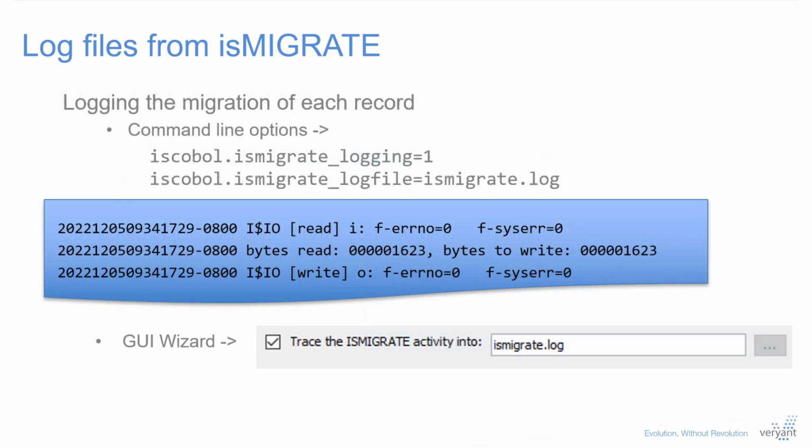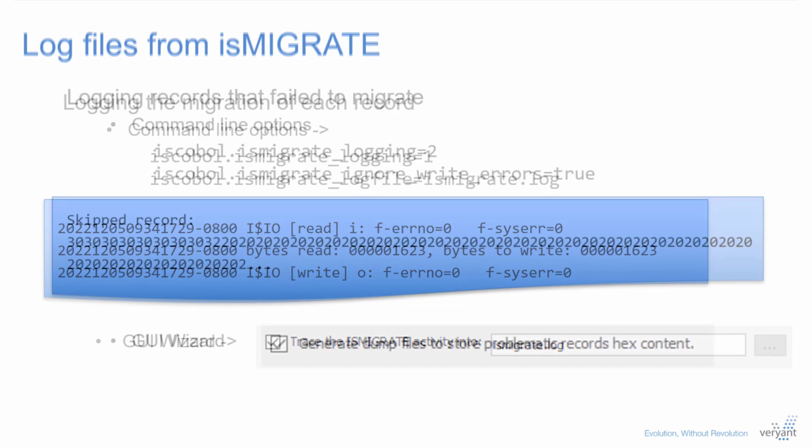There are three other types of logging that ISMIGRATE does. To see the migration of every record, you can turn on ISMIGRATE logging with the value of 1. Now this will write to a file called ismigrate.log. You can change the name of this log file with the ismigrate log file variable. The GUI wizard has an option to check for this and a field to change the name. ISMIGRATE from the command prompt will use the two configuration variables here.